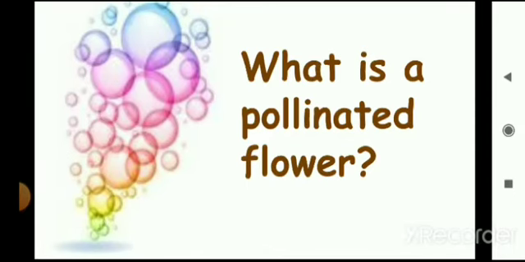Do you know what is a pollinated flower? When pollen from the anther falls on the stigma of a flower, then it is known as a pollinated flower, right? When pollen grains fall from the anther to the stigma of a flower, stigma is a female reproductive part, right? Then it is known as a pollinated flower. This you already know, right?